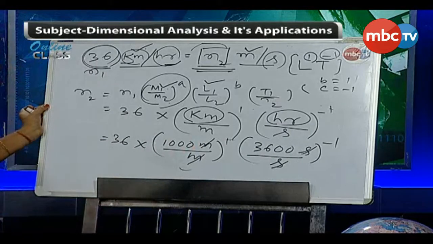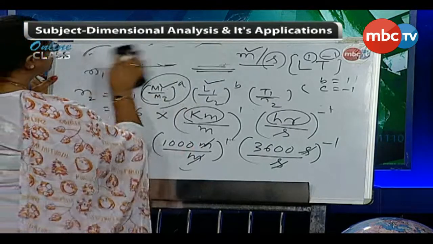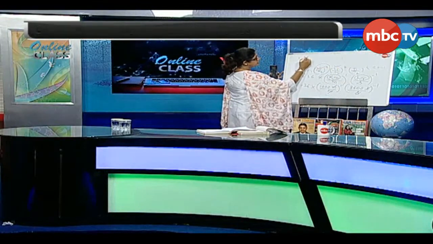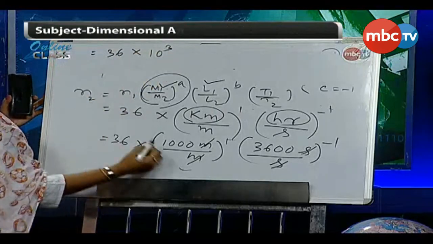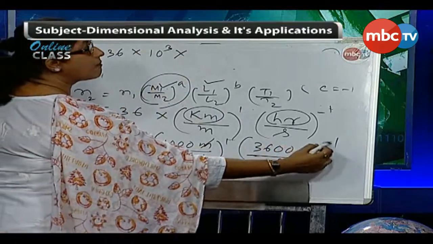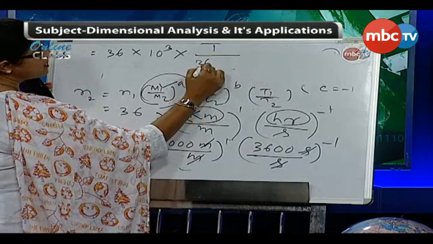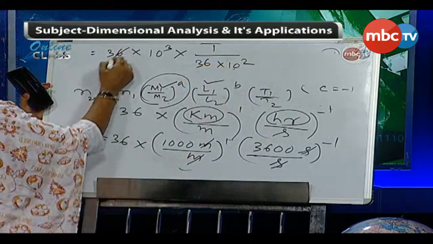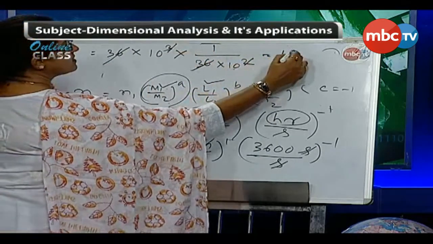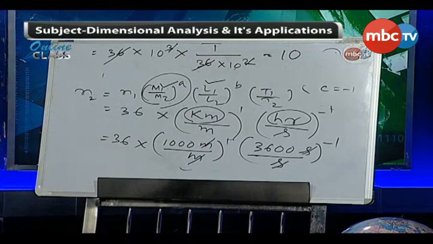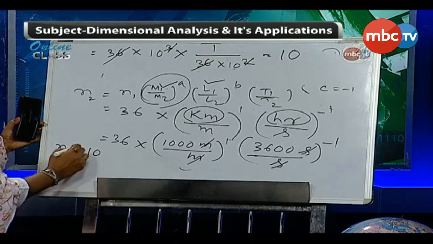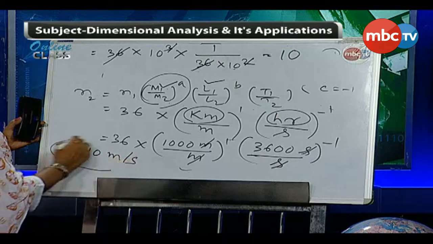So finally you will get the answer. How much? 36 multiplied with 10 to the power 3 into 3600 to the power minus 1. So I can write it as 36 into 10 to the power 2. So this gets cancelled, now this gets cancelled, and the rest remains 10. So finally we got the value: it's 10 meter per second.